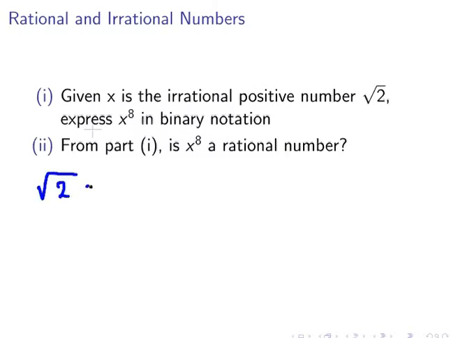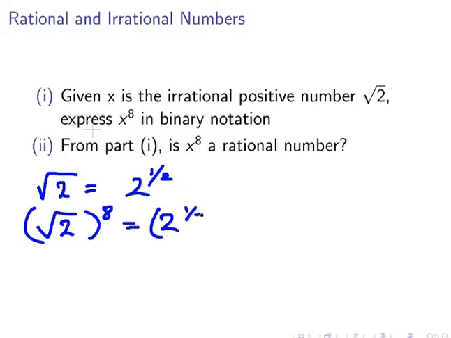So the square root of 2 is 2 to the power of 1/2. When we put that to the power of 8, the square root of 2 to the power of 8 equals 2 to the power of 1/2, that to the power of 8. That is equal to 2 to the power of 4, because we're multiplying the 1/2 by 8, which gives us 4. So that is equal to 16 as a decimal number.